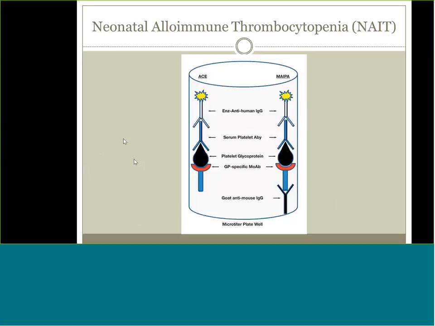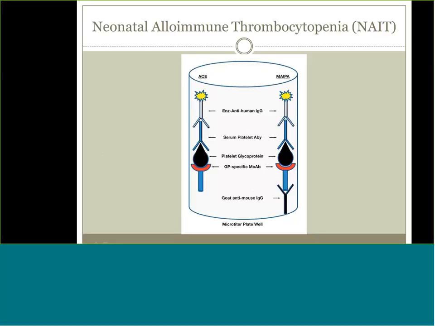So on the left, you have the ELISA test. And so you have the platelet antigen here being bound to the well. You wash mother serum into this well, incubate it, allow it to bind, and then you have a secondary anti-IgG that activates some sort of indicator.